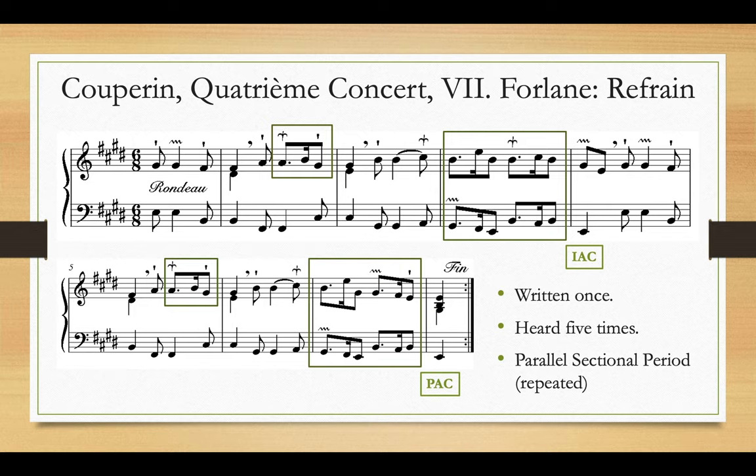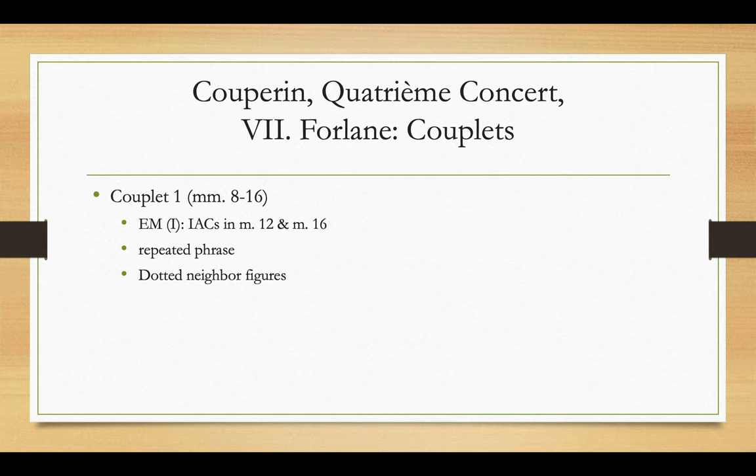Another element this refrain introduces is a dotted rhythm, a very characteristic dotted rhythm, 4-6-8. This particular rhythm features prominently in some of the later couplets. In particular, many of the later recurrences appear either as a passing motion, so connecting 2 chord members with the short note serving as a passing tone between them, or similarly with the short note featuring as a neighbor note. Both of these elements feature prominently in the later couplets, which we will now discuss. So the first couplet, like the refrain, is in E major, the tonic key.